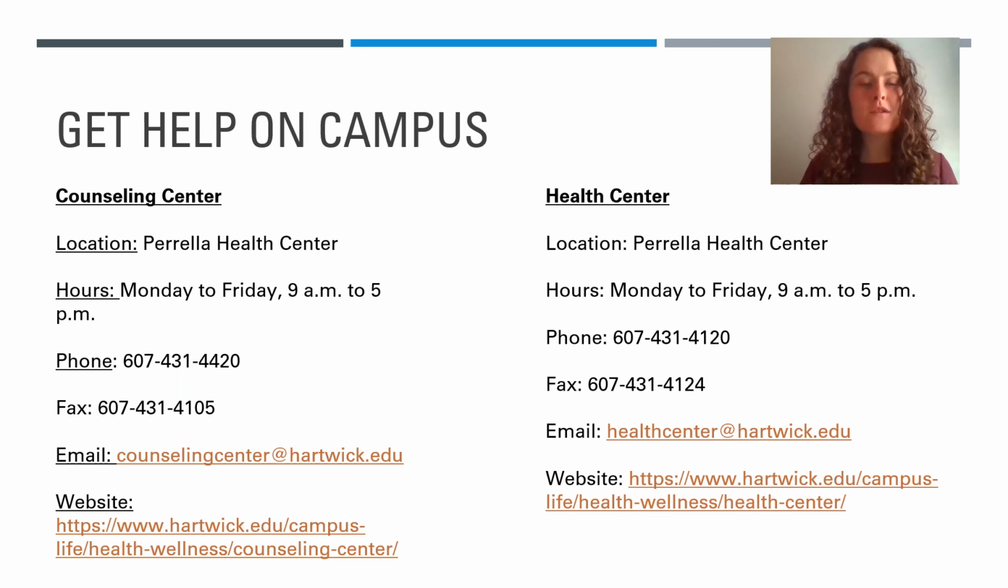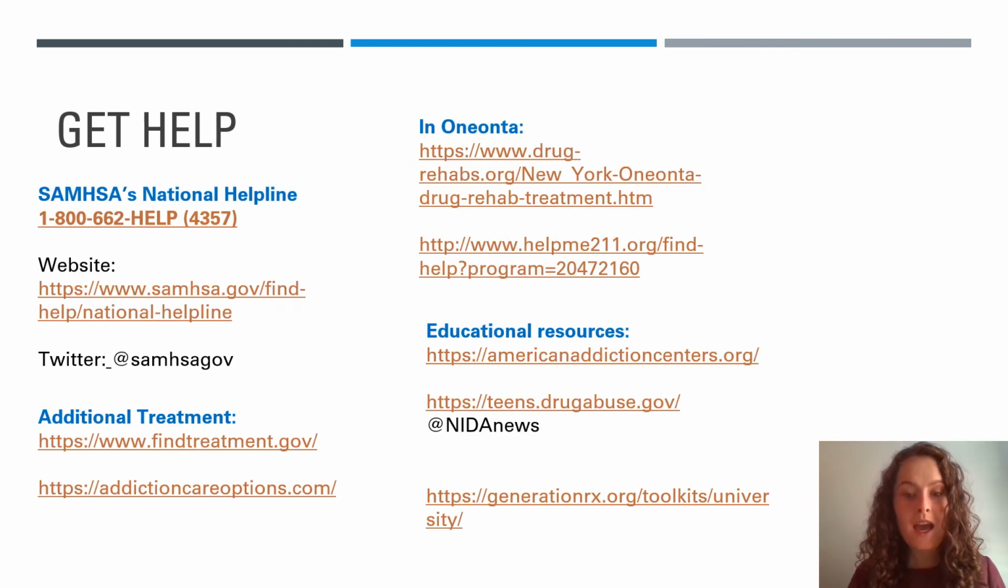Now again, these are just some resources that are available on campus. So you have the Counseling Center and the Health Center. And then off campus, there's lots of things. There's even Twitter accounts you can follow. So here's the National Helpline. This is open 24/7, so if you or someone you know is struggling, there's always someone there to talk. There's also resources and treatment centers in the Oneonta area, and there's also educational resources so you can find out more.